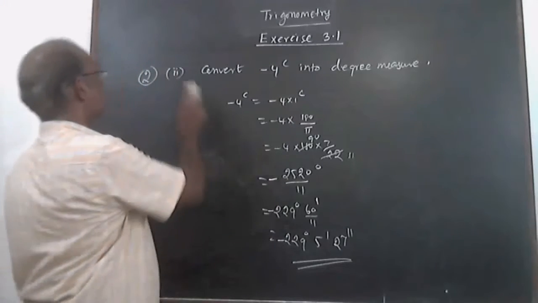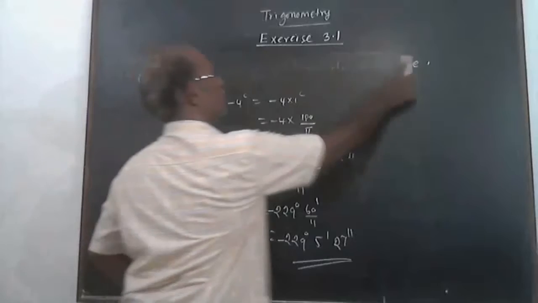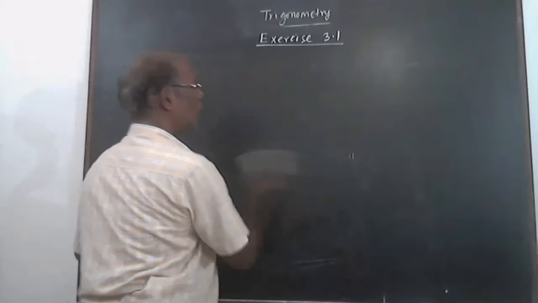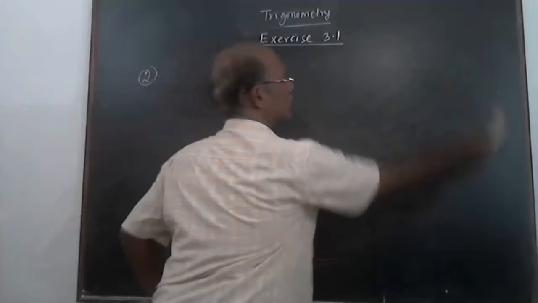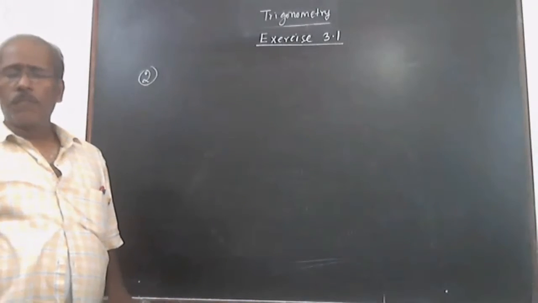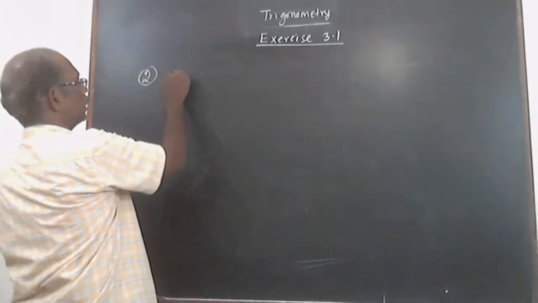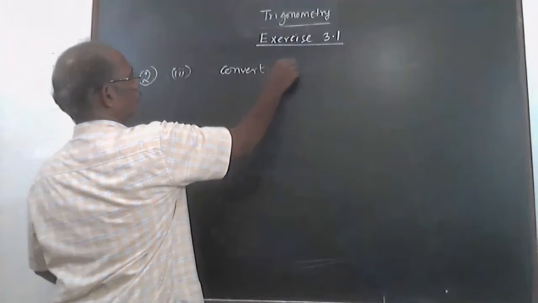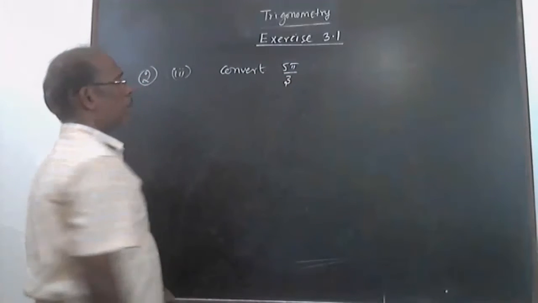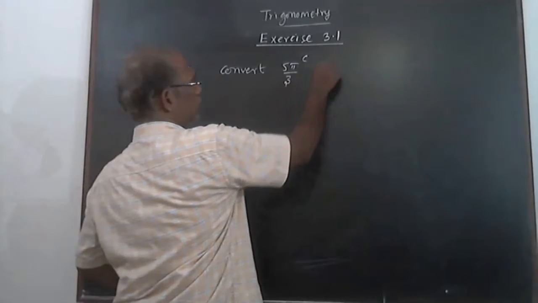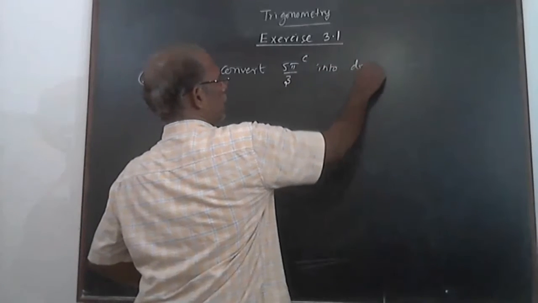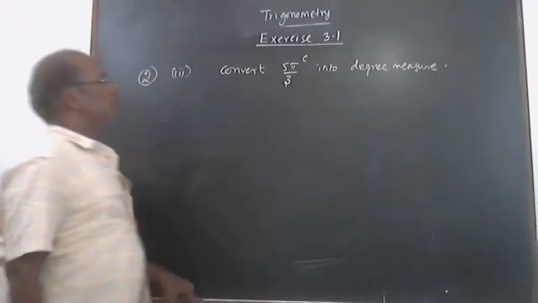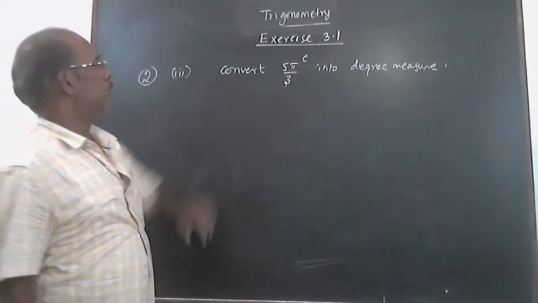Okay, next question, subdivision 3, second question. Convert 5 pi by 3 radian into degree measure. 5 pi by 3 radian into degree measure.